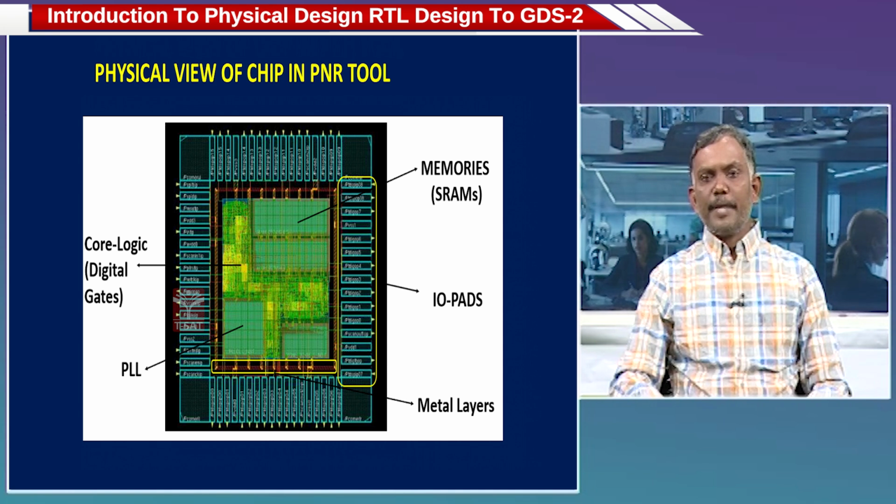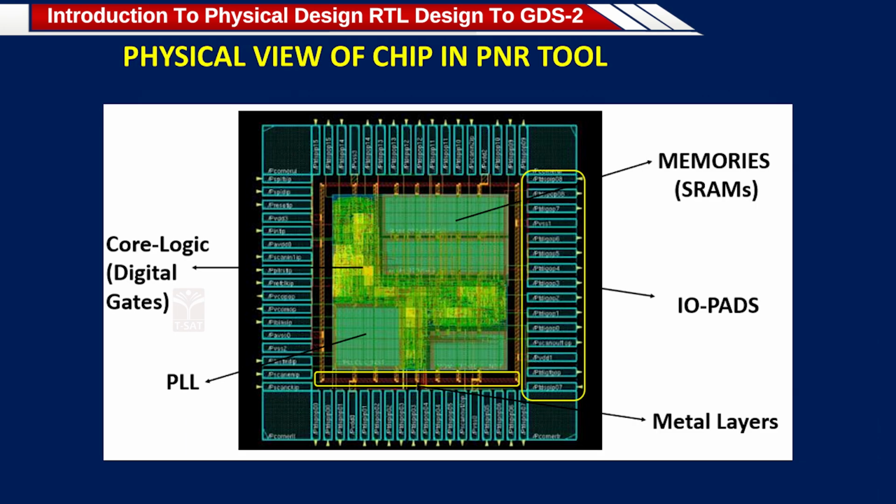Physical view of a chip in PNR tool. I just want to give a picture of how a chip looks. If you look at the periphery, top, bottom, left, right, all surroundings you have the green color, those are called I/O pads. And top right, the bigger ones are all memories, nothing but SRAMs. Bottom left, you see PLL, it is an IP, we placed it at bottom left. And at the center, core logic, those are all digital gates. And metal layers, which are useful to connect power and ground connections and signals in your chip.